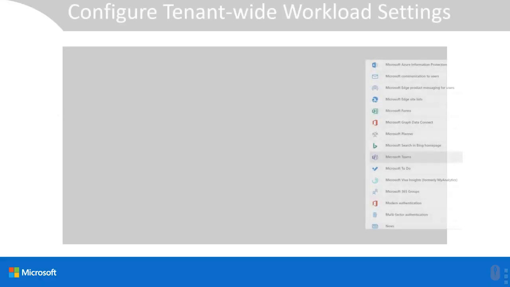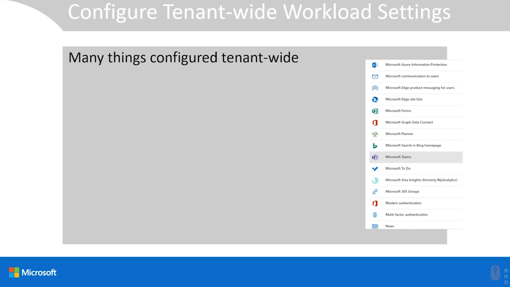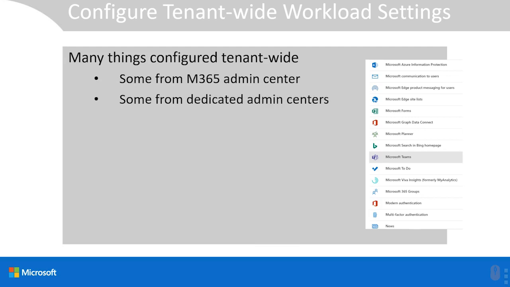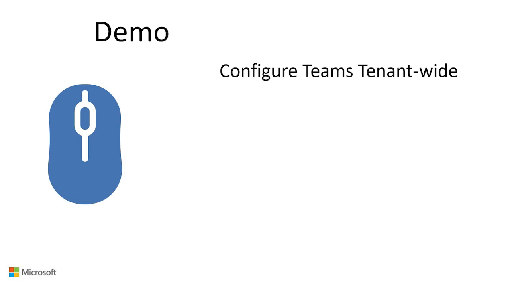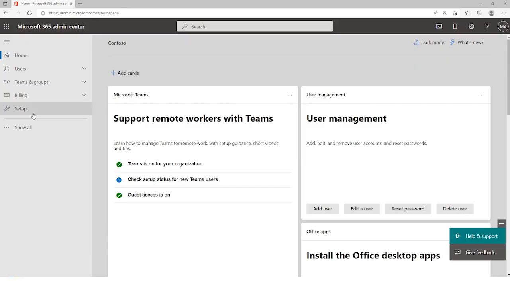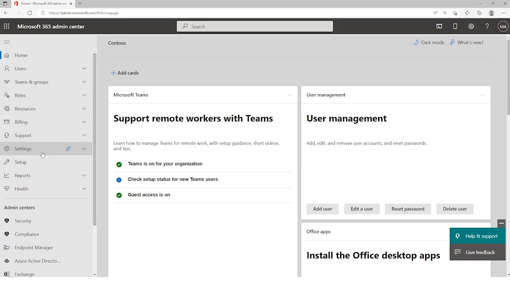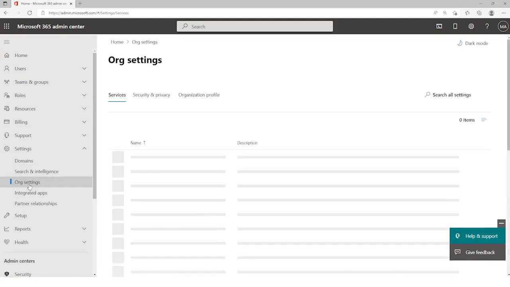Another really important setup task is configuring tenant-wide workload settings, of which there are a lot, and some things are going to be configured directly from the Microsoft 365 Admin Center, and a lot of things are going to be from the dedicated admin centers for the specific applications, sometimes both. Now I'm going to show you how to configure Teams tenant-wide. Back here in the Admin Center, I'll say Show All, expand Settings, and go to Org Settings.